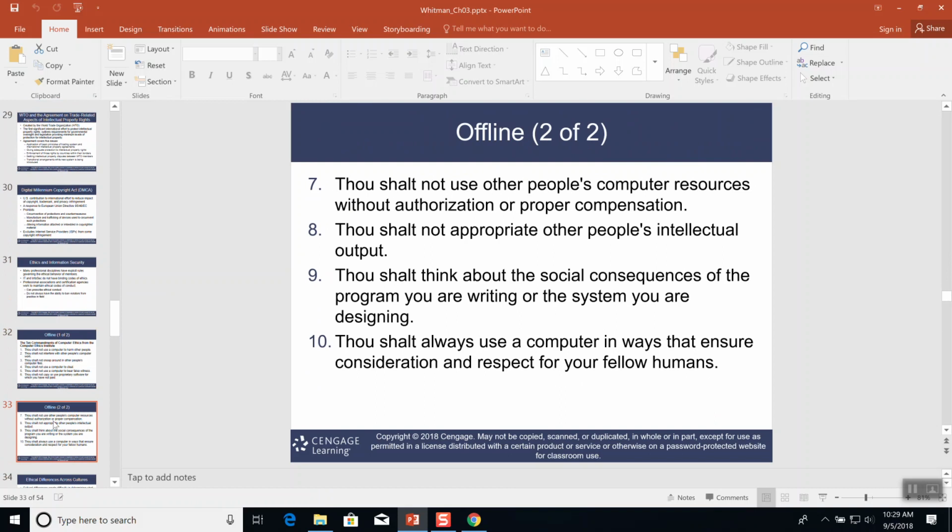Wi-Fi. All of them had passwords on them, but I was trying to find one that didn't. I was going to use their resources, wasn't I? Thou shalt not appropriate other people's intellectual output. I've never done that. Thou shalt think about the social consequences of the program you're writing. Never really had that. I never wrote programs to affect like that. I thought you meant I never thought about the consequences.